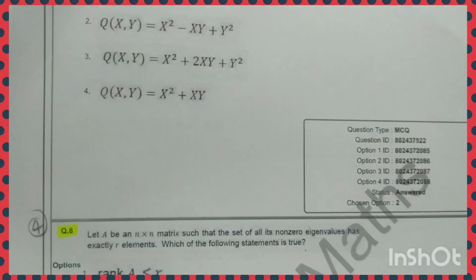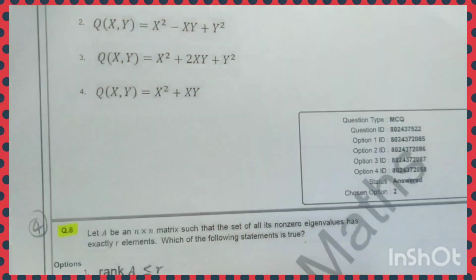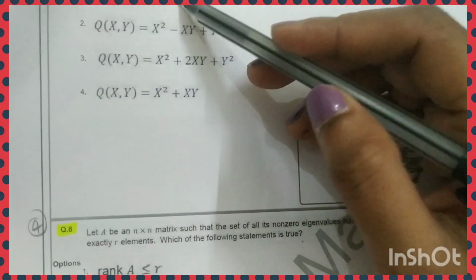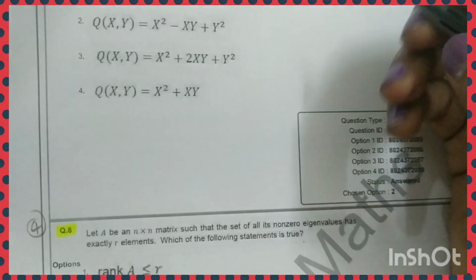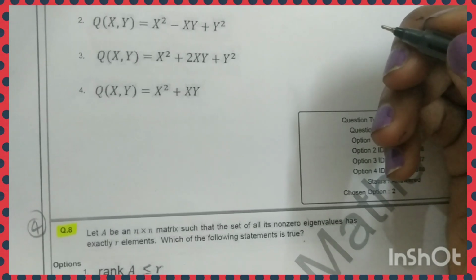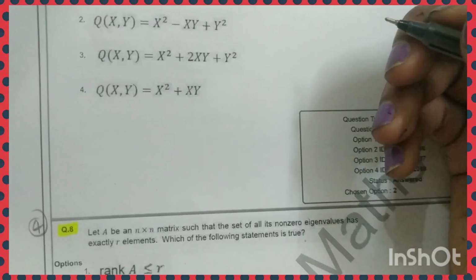So what I know is that a real quadratic form is positive definite if its matrix representation has all principal minors greater than 0. In other words, if all eigenvalues are greater than 0, then it is positive definite.